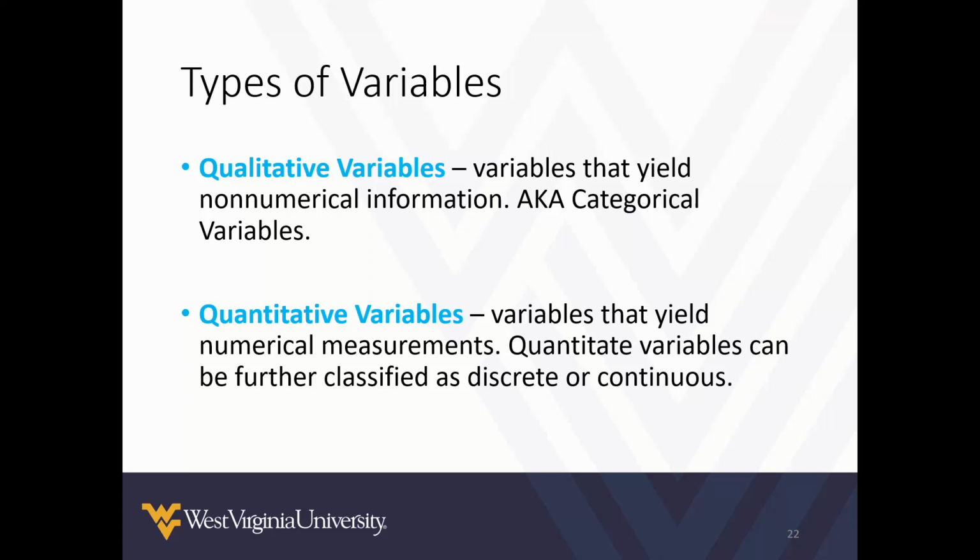Types of categorical information you might see are gender or biological sex, race, seed type, fertilizer type. Quantitative variables, on the other hand, are variables that yield numerical measurements. The quantitative variables can be further classified as discrete or continuous. Discrete variables are countable, continuous variables go on continuously.